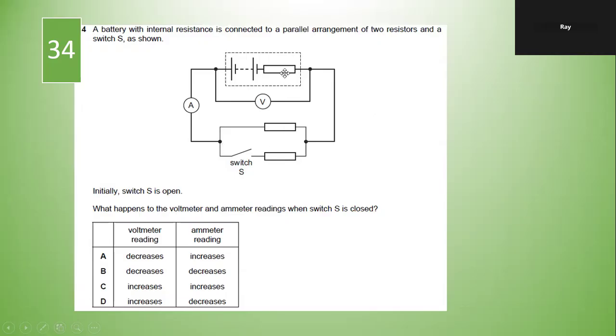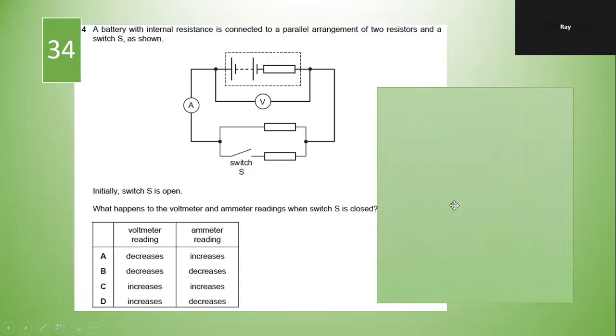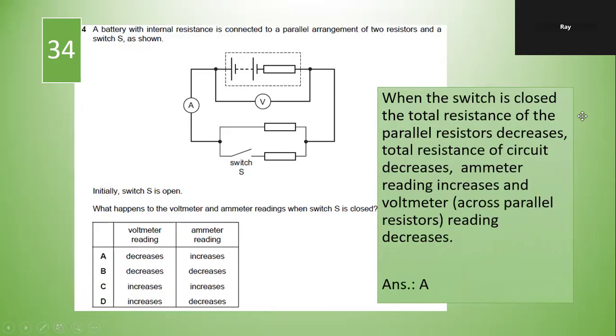So basically, they are sharing. Right? This is constant EMF we share between this resistor and this resultant resistor. So if that resistor decreases, the voltmeter will decrease, correct? A.